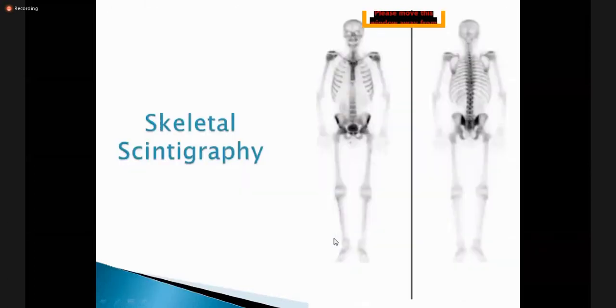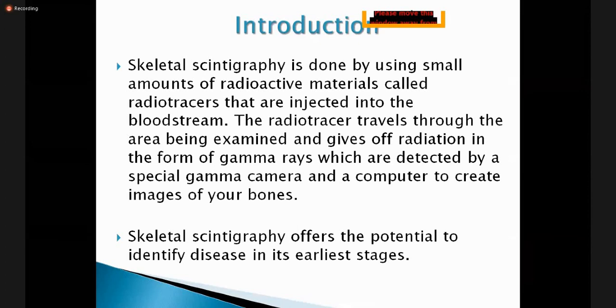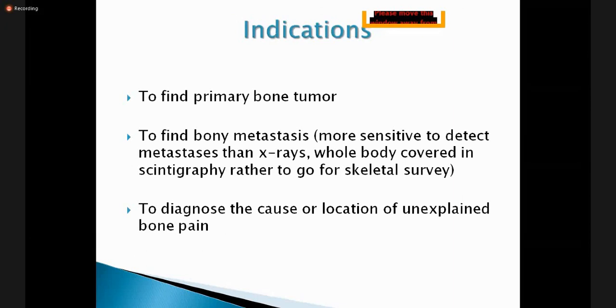Then the skeletal scintigraphy. Skeletal scintigraphy is done by using a small amount of radioactive material called a radiotracer that is injected into the bloodstream. The radiotracer travels through the area being examined and gives off radiation in the form of gamma rays, which are detected by a special gamma camera and a computer to create images of the bone. In this case, gamma rays are involved, and previously X-rays were involved.